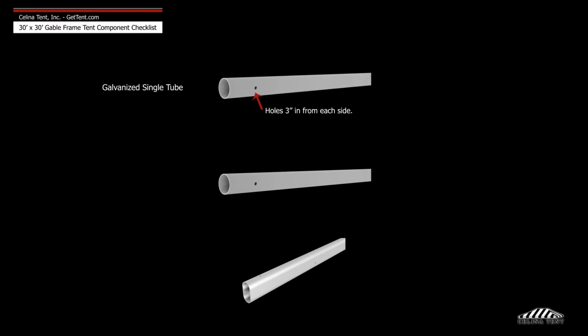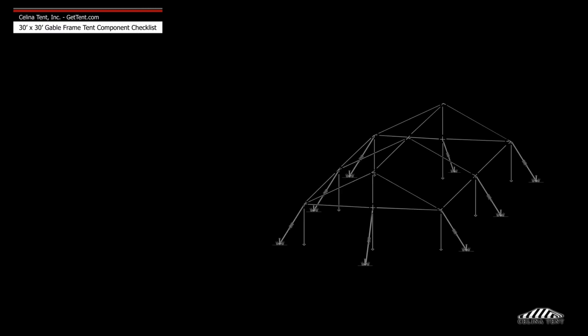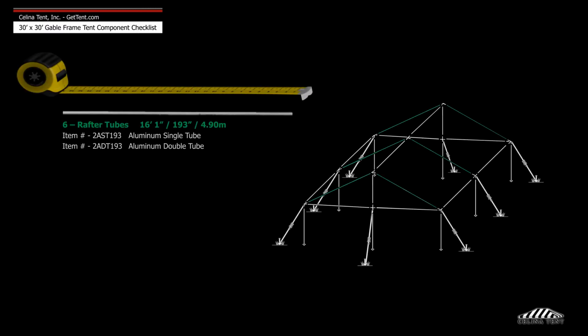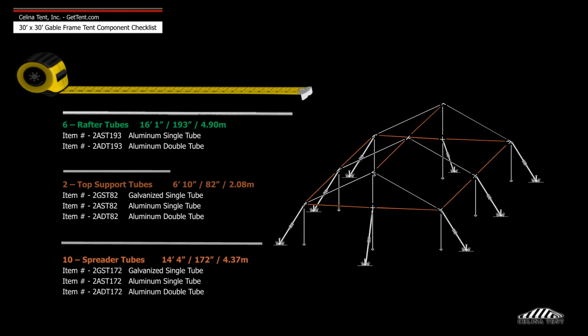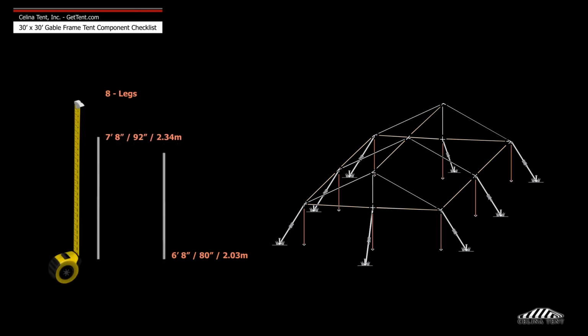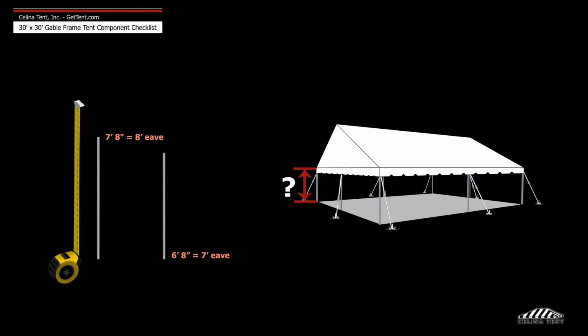Celina frame tubing is available in 3 types: galvanized single tube, aluminum single tube, and aluminum double tube. Frame tubing includes 6 16-foot 1-inch rafter tubes, 2 6-foot 10-inch top support tubes, 10 14-foot 4-inch spreader tubes, and 8 legs or upright tubes that measure 6-foot 8 inches or 7-foot 8 inches, depending on the eave height.